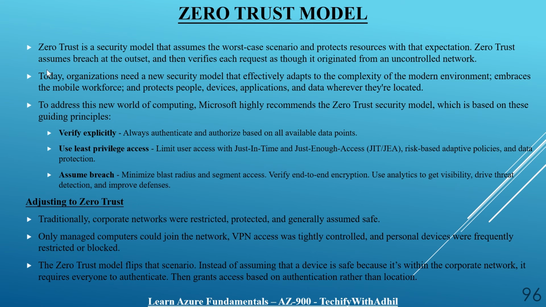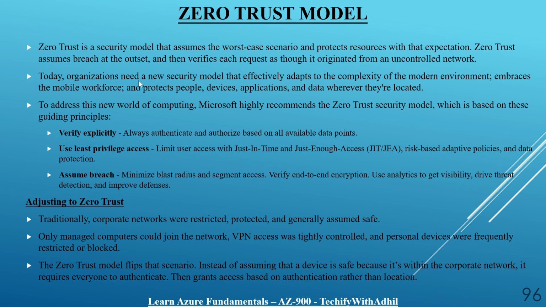So Zero Trust assumes breach at the outset and then verifies each request as though it originated from an uncontrolled network. As the name says, the Zero Trust model is always expecting a worst case scenario, like what if it's from an uncontrolled network, or what if it's from an unaccessed or high risk zone. So it considers these as scenarios, and the Zero Trust model has been built over that.